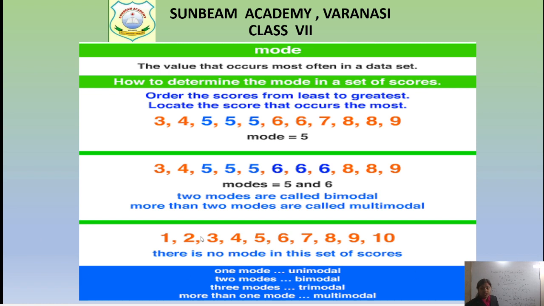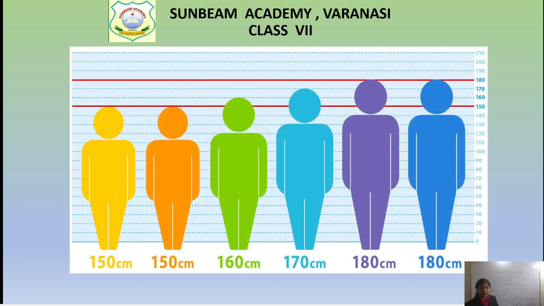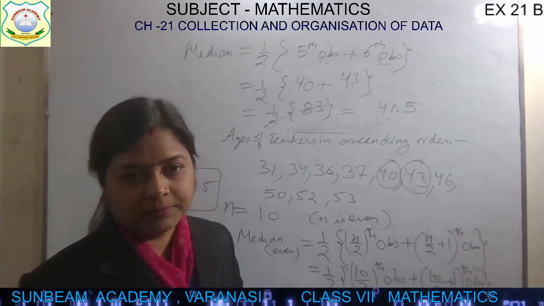So what have we concluded? We have concluded from this PPT, and I can give you one more example. See this picture, children. These are the heights of different people, isn't it? It's an image of heights of different people.